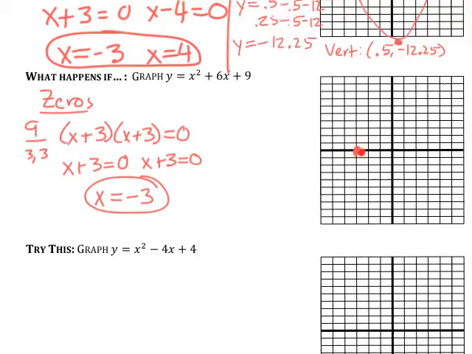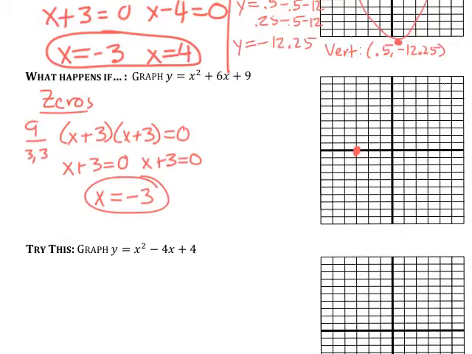So unfortunately, if we find the vertex, we're still going to be left with 1 point. And if you remember from last time, I really stressed that in order to graph a quadratic, you have to have 3 points. So I find the 0, it's negative 3. If I find the vertex, it's also going to be negative 3, 0, so it's going to be that same point.